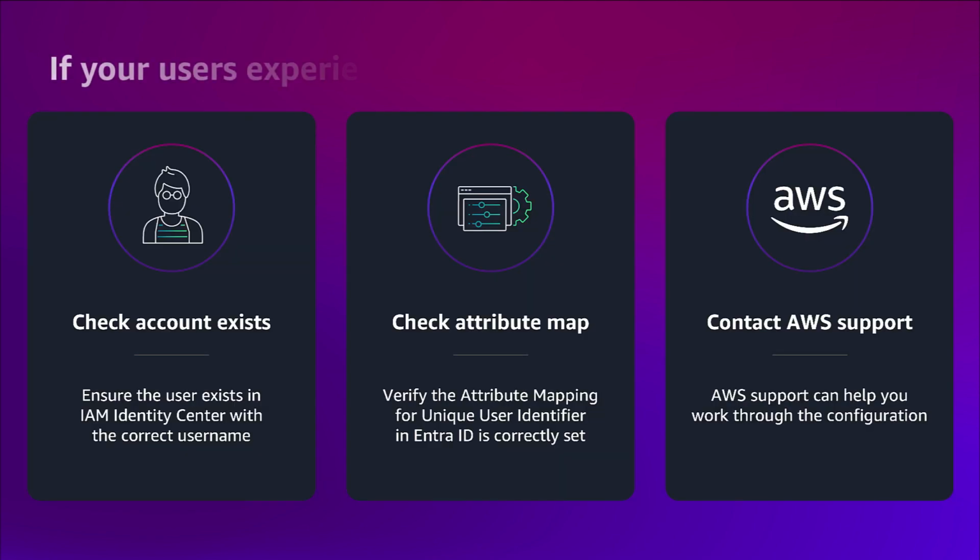If your users have issues logging in, then the first thing to check is the attribute mapping configured in Entra ID. Ensure that the user identifier is set to user mail. If your users are failing to appear in IAM Identity Center as you expect them to, remember that SCIM synchronization only runs once every 40 minutes. You may just need to wait a little longer for your users to appear.